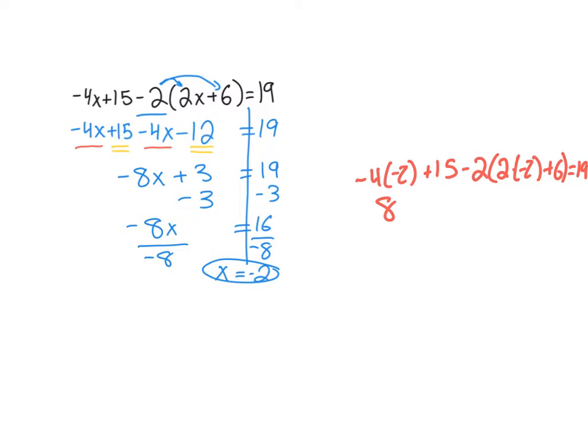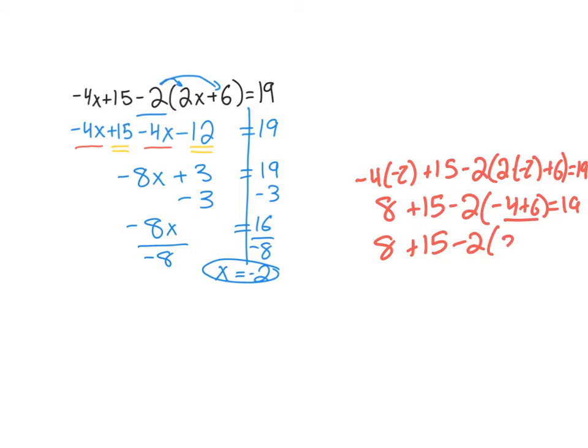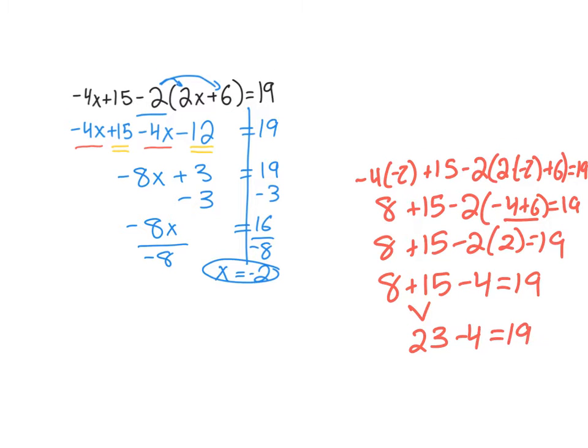So this is 8 plus 15 minus 2. We still have to do the inside part here. And then we'll do this inside part again. So when we put these together, we get 2. I'll keep going. So I have 8 plus 15 minus 4 equals 19. This gives me 23 minus 4 equals 19.